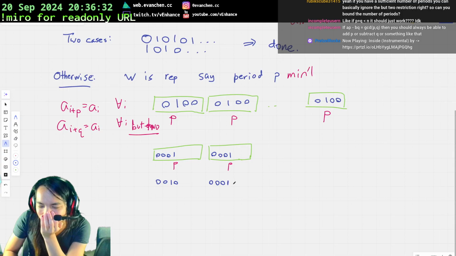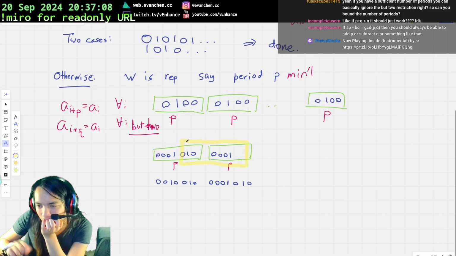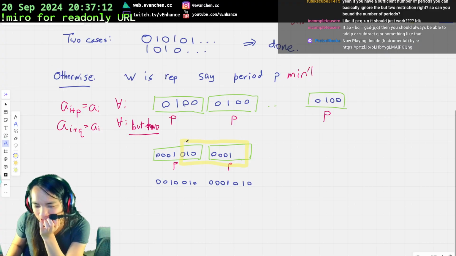I want it to be contained inside, I don't know, something like this. Then there's some Q. There's a half of the word that's unaffected by this change. It's this entire chunk here. And I want to do Bezout on it. Do I have enough space? I think I should, because you always get at least half the word. You always get at least half of the word.